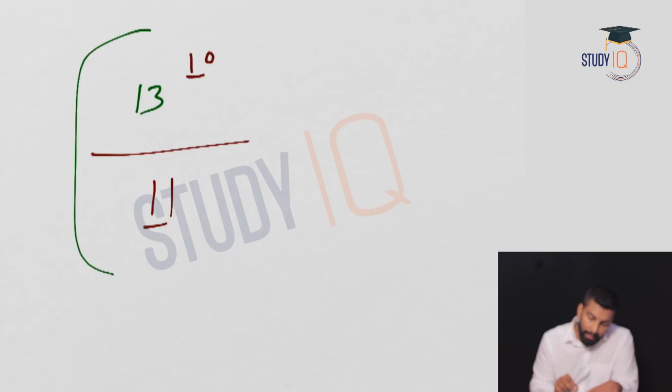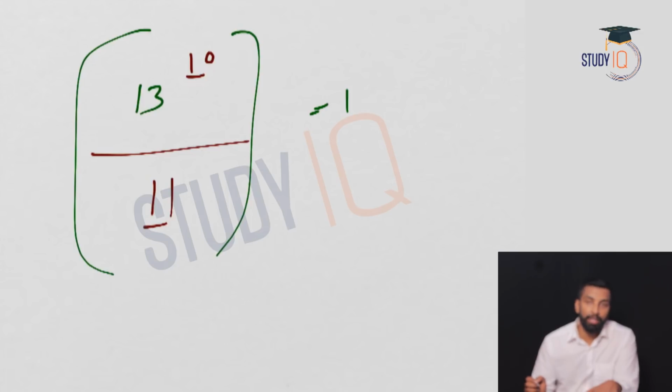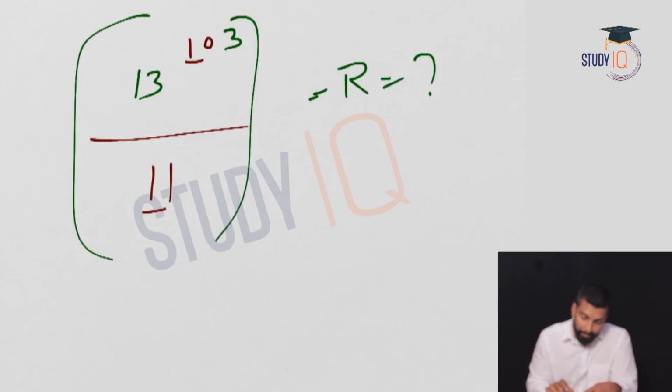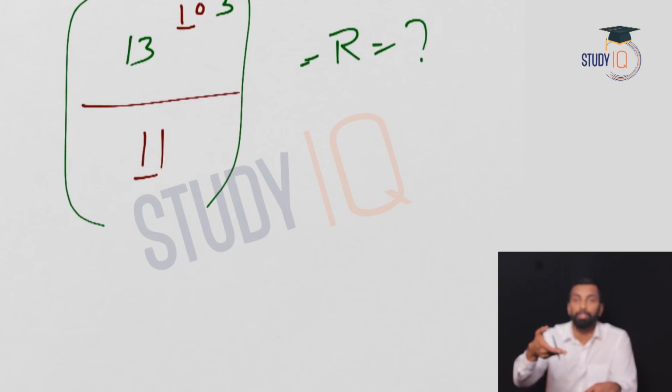Okay, I know this will give me what? Remainder 1. Now to make a question, I can simply change this 10 to, let me change it like this, 103. Simple change, 103. Now I ask you to find the remainder. It's a tough question. But how will you solve it? You can solve it easily because you made the question, right?